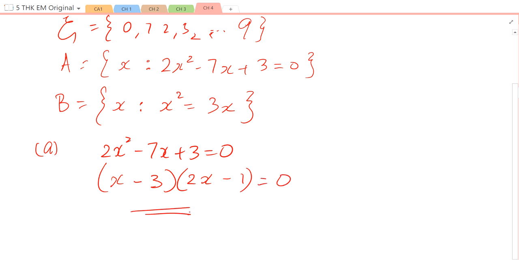Do you all know how to get this from the calculator? Or will you actually write x minus 3, x minus half? Which one will you write if you are using a calculator? Red or blue? Okay. In this case, both are correct.